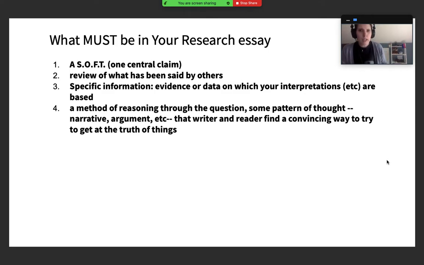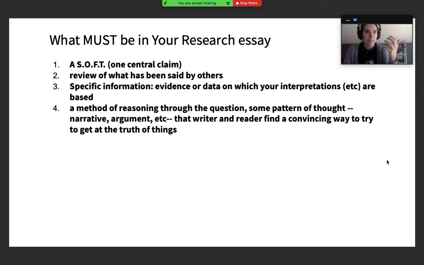And then fourth and finally, this seems a little hippy-dippy, but I think it's important to consider, a method of reasoning through the question, some pattern of thought, narrative, argument, that the writer and reader find a convincing way to try to get to the truth of things. This is really meaning, is your voice here? Is your voice in this? Is your reader following you through it? Which is why I really do want to encourage you to use first person. Okay, use first person.